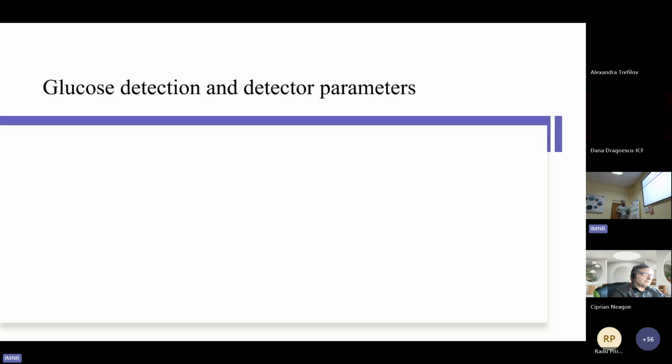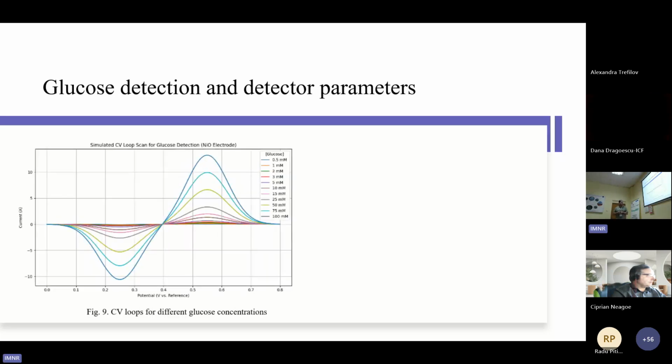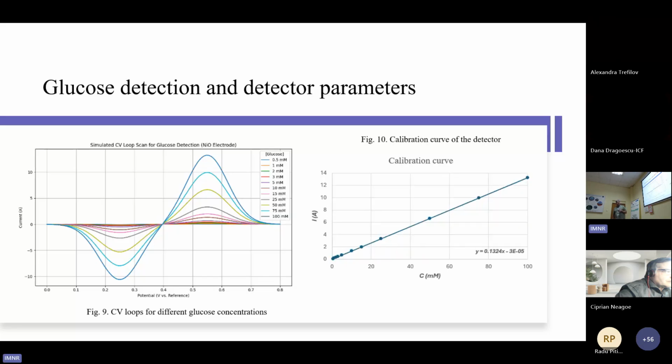Then I tried to simulate the functional parameters of the detector to see its performance. First of all, I simulated the CV loops for different glucose concentrations. The oxidation window was from 0 to 0.75, which based on the literature is feasible. I obtained the calibration curve, and the limit of detection was 0.736 micromolar for glucose.